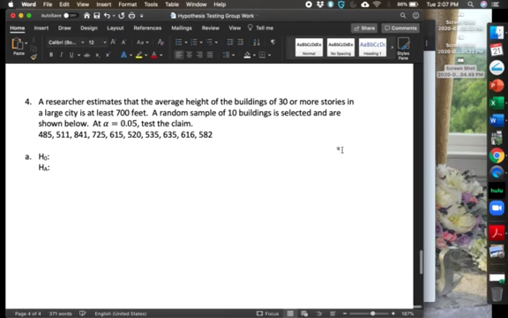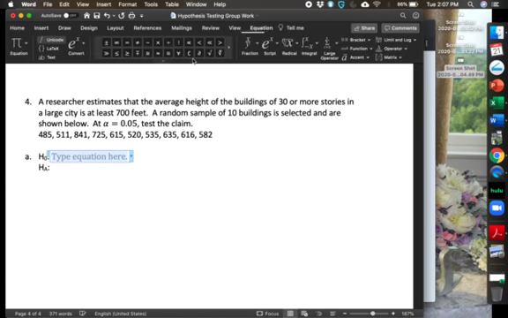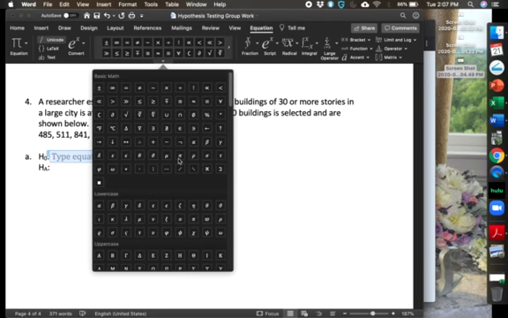Let's look at question 4. A researcher estimates that the average height of buildings 30 or more stories in a large city is at least 700 feet. If we took a random sample of 10 buildings, shown below, test that claim. This is where we have to be careful. First of all, I'm dealing now with the mean value. The population mean is mu. So let's go to our Greek alphabet here and select mu.